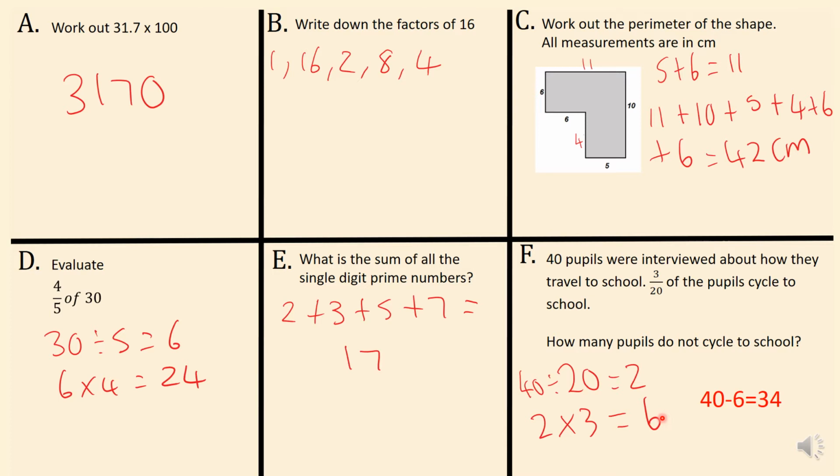But what was the question asking you? How many pupils do not cycle to school? So you knew in total you had 40 people, 6 of them cycling to school. So if you take away those 6, you end up with 34, which means 34 people are not cycling to school. Just double check, make sure you have that last step as well.